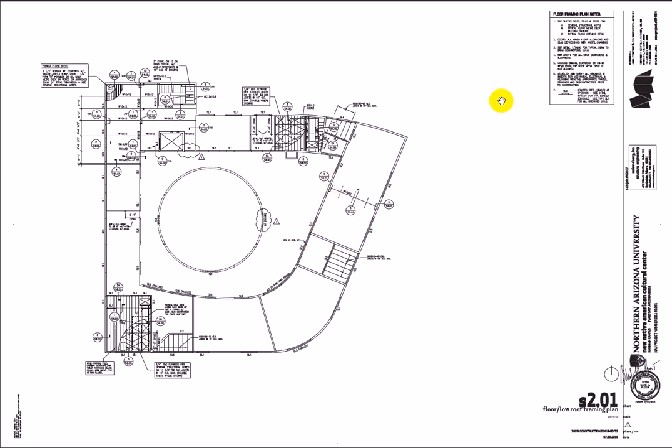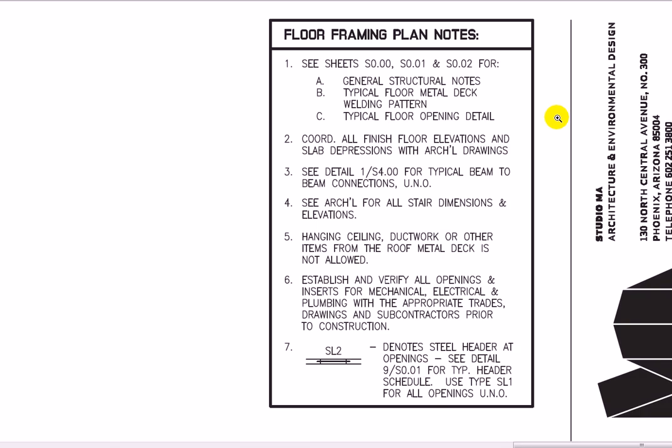Okay, we'll jump over here. We'll look at these floor framing notes. It's always good to read the notes. A lot of good information there. So if we look at this, this tells us kind of where to go to get some information. Down here denotes steel header at openings. So L for lintel or header. So it just tells you what detail to go to. So a lot of times the general notes are going to cover very basic things that look like they're missing from the drawings.